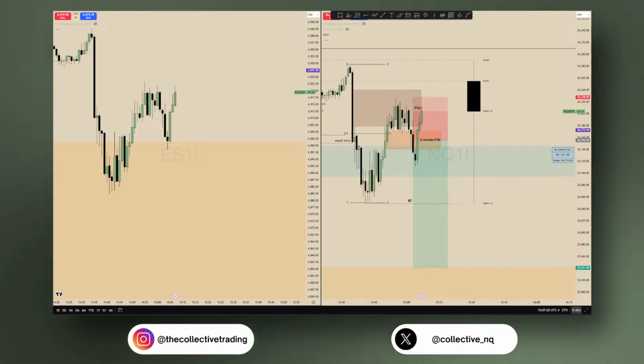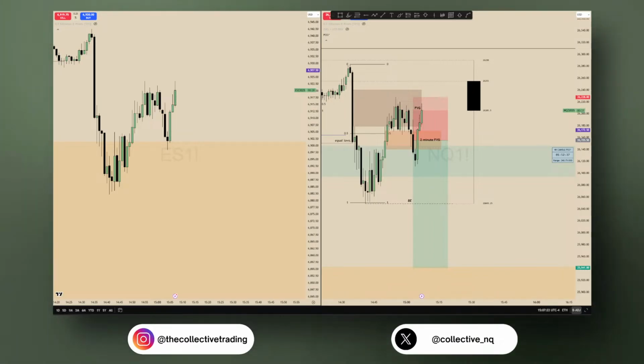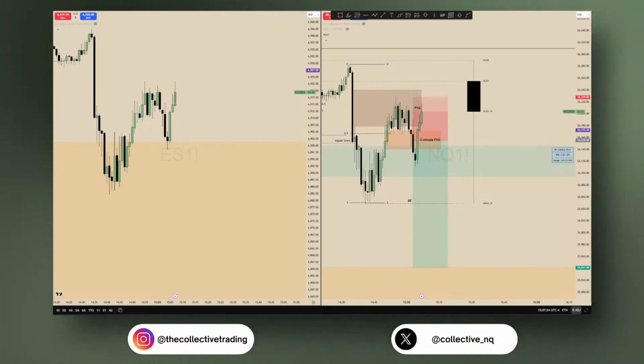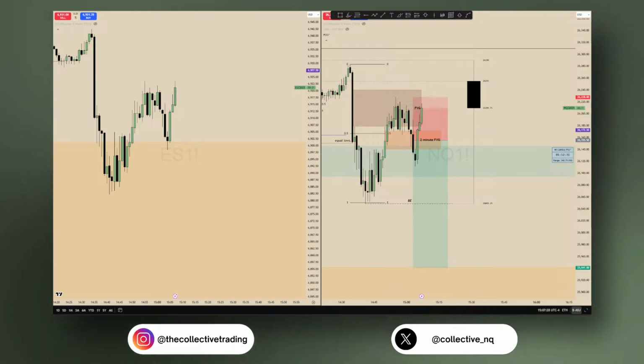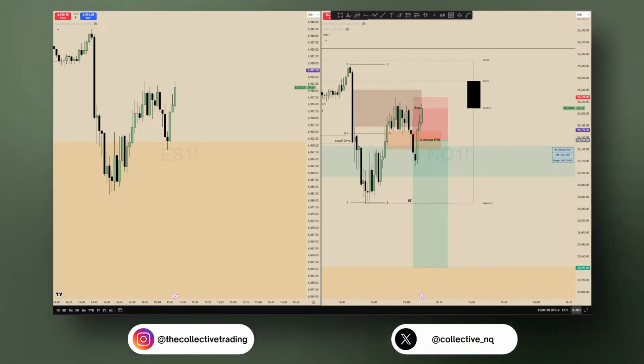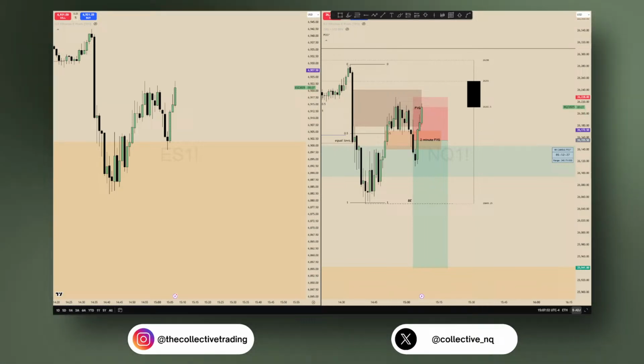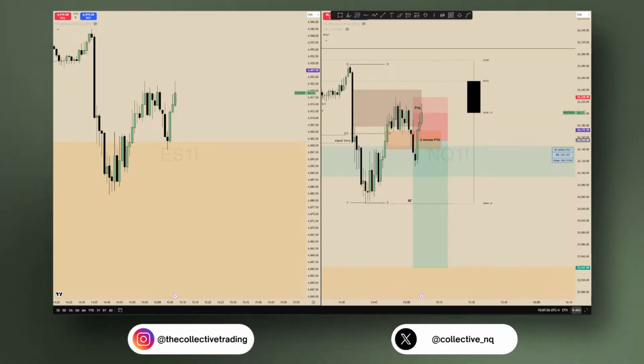So did it put it in there? Hold on. It almost put it in. Let's see here. Pretty much count it. ES got to the tick with that high there.